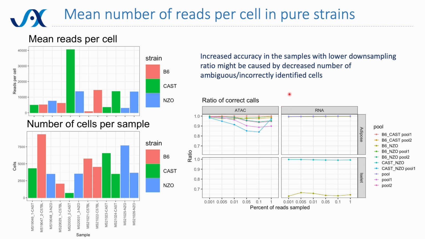We also think that maybe during our downsampling we are randomly picking reads, but it picks more reads from the cells with the higher number of reads, and those cells might have better quality and get identified better.